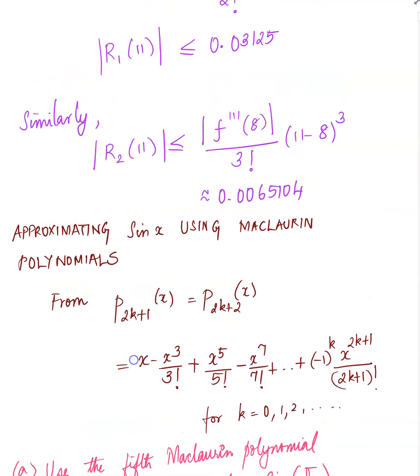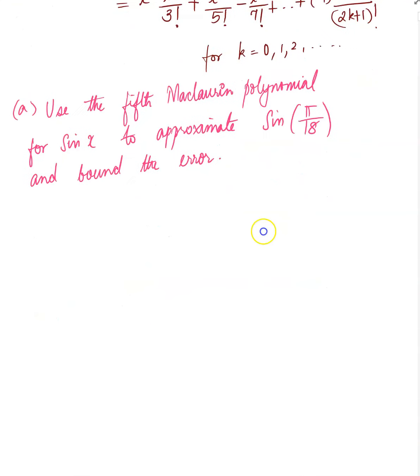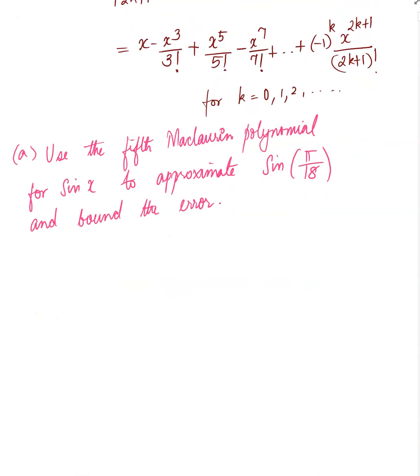Like in the previous example, the bound was that the error will be kept within 0.03 for the first Taylor polynomial, and it will be within 0.006 for the second Taylor polynomial. And as you can see, the error gets smaller and smaller. The bound is getting really small because the error is minimized as we increase the number of Taylor polynomials. So that is what they're asking us here. They're asking us to find it for the fifth one.